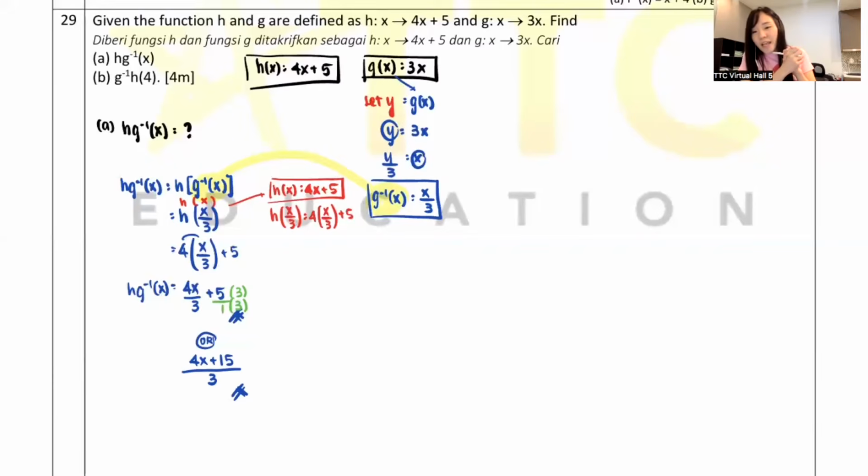And guys, this one, do I need to write x not equals to? Very good, Melvinder. No need, because my bottom does not even have any x. So this one, legit no need. Okay? So A is done, let's move on.